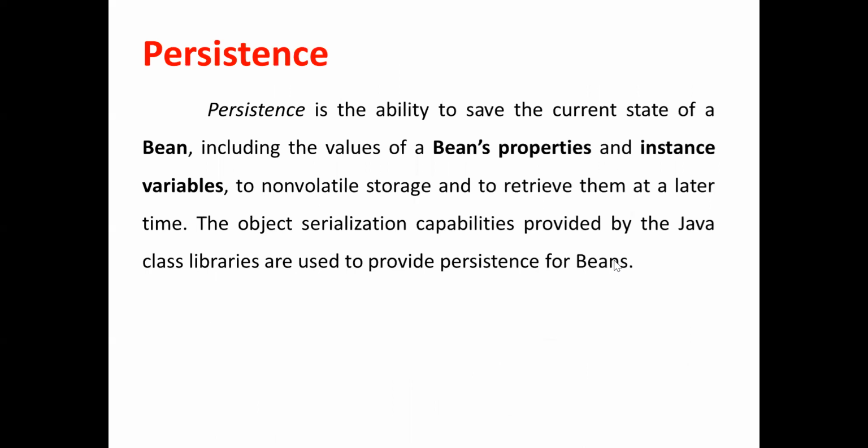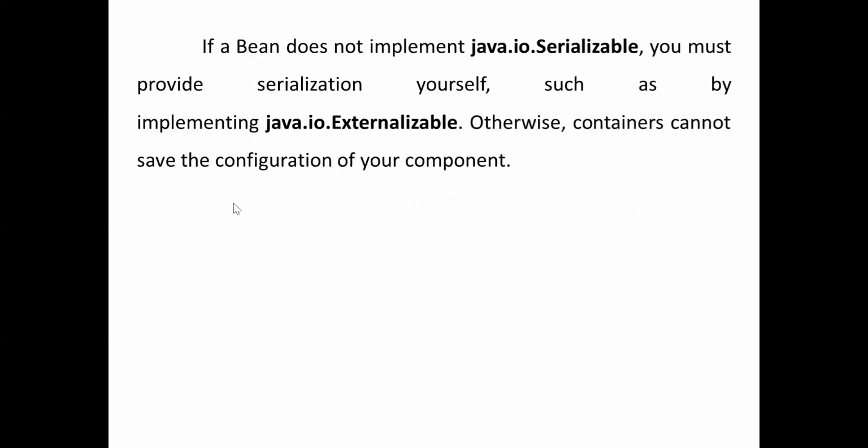So we call this persistency: the ability to save the current state of a bean, including the values of bean properties and instance variables. This is the definition of persistency. And Serializable is something we can create ourselves by implementing java.io.Externalizable, otherwise the container cannot save the configuration of our component. So this is java.io.Externalizable.